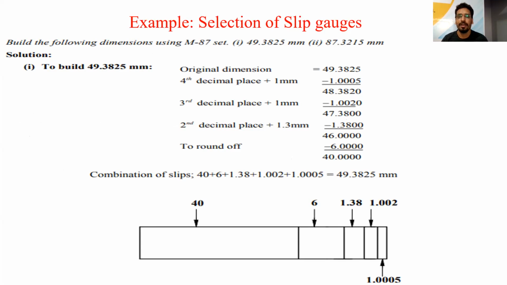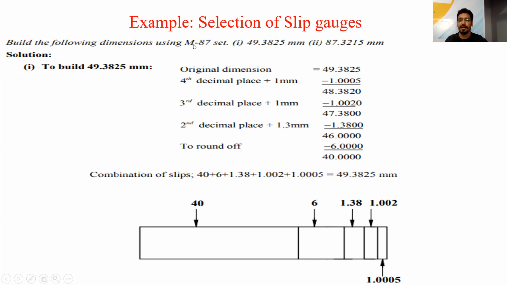So this is an example of how the selection of slip gauges takes place. Let us suppose we take the set M87 and we have to make 49.3825 mm as the first dimension and 87.3215 mm as the second dimension. So what we have to do to make the dimension 49.3825 mm? What is our first step? We have to start from the right end of the decimal. It means we have to take this 5.